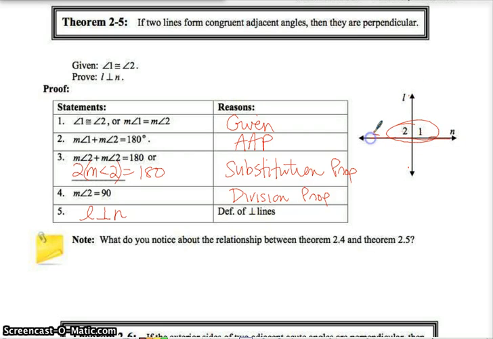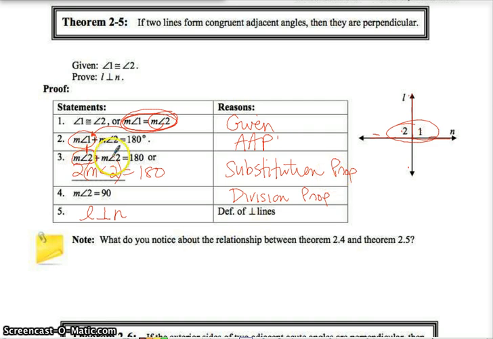If they form a straight line and they share a common side and they're side by side, that's because of the angle addition postulate. The measure of angle 1 plus the measure of angle 2 equals 180 degrees because of the angle addition postulate. Now, if we know this is true, we can take the measure of angle 2 and substitute it in for the measure of angle 1. So we did substitution here. This is the substitution property.